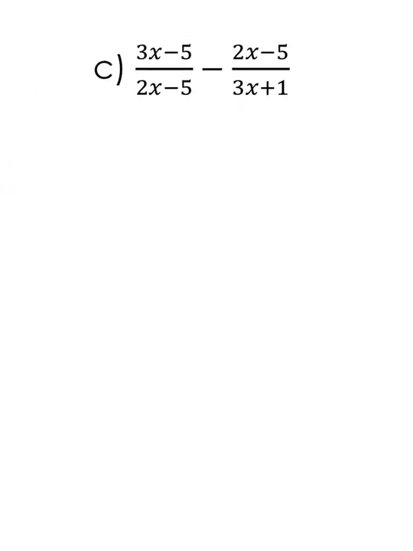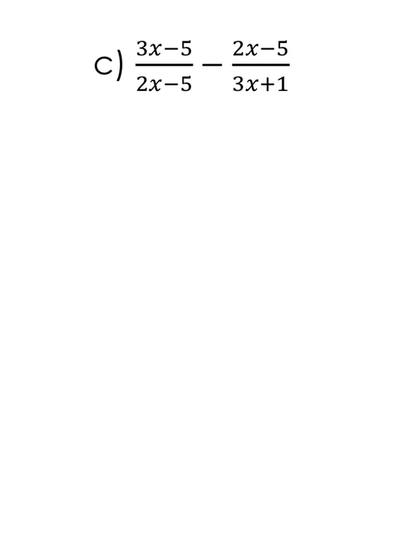All right, our last one. Unfortunately, these do not have any common multiples, so I am going to have to take each factor and multiply it by the other factor's denominator. So I'm going to take 3x minus 5 over 2x minus 5. I'm going to multiply that by 3x plus 1 on top and bottom.